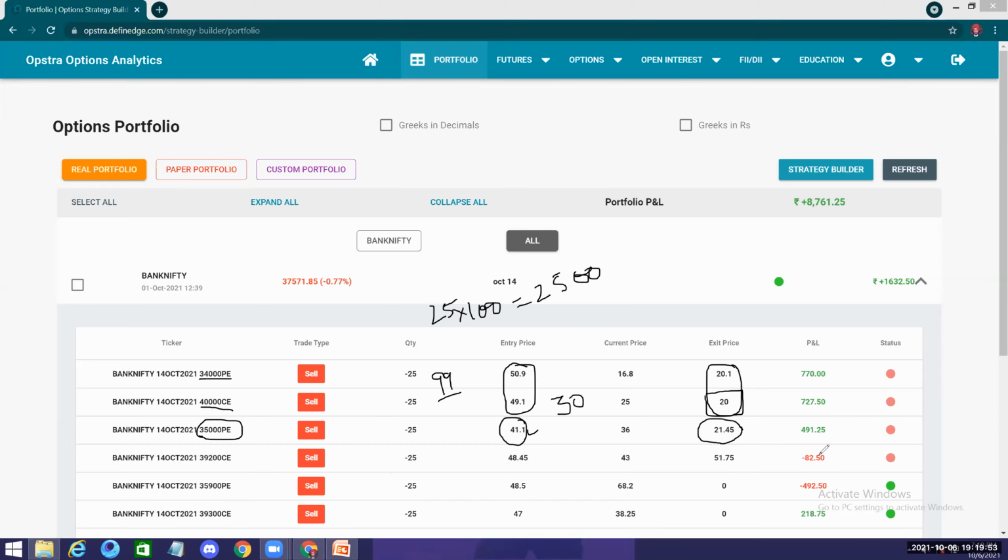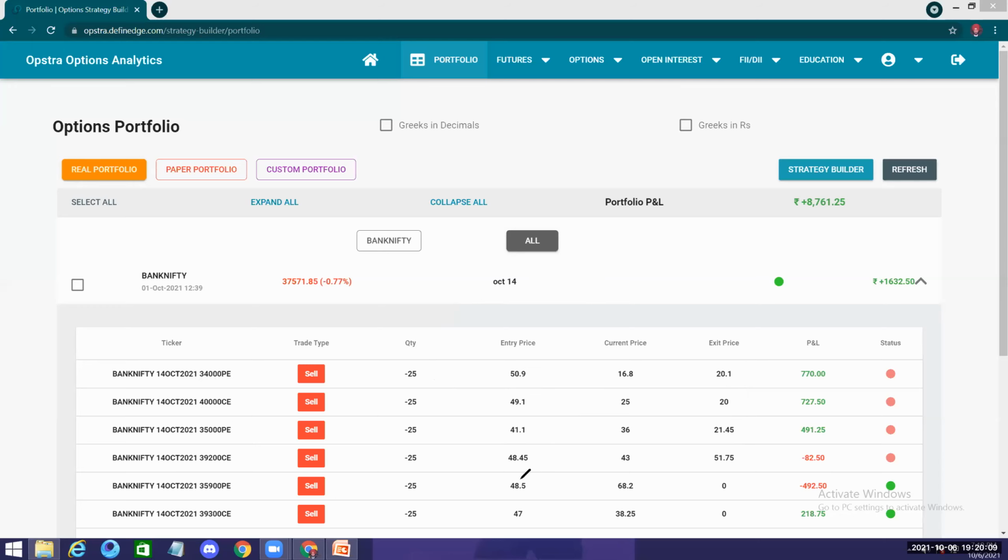Now what happened was this position 39,200 was, I think, accidentally cut by me, and I just incurred a loss of 82.5 rupees on it. So it's not an issue. So my fresh position now, after the adjustments, is 35,900 PE, which I have sold at 48.5 rupees, and 39,300 CE, which I have sold at 47 rupees. And I'm at present running a loss of approximately 200 to 250 rupees here. Agreed?